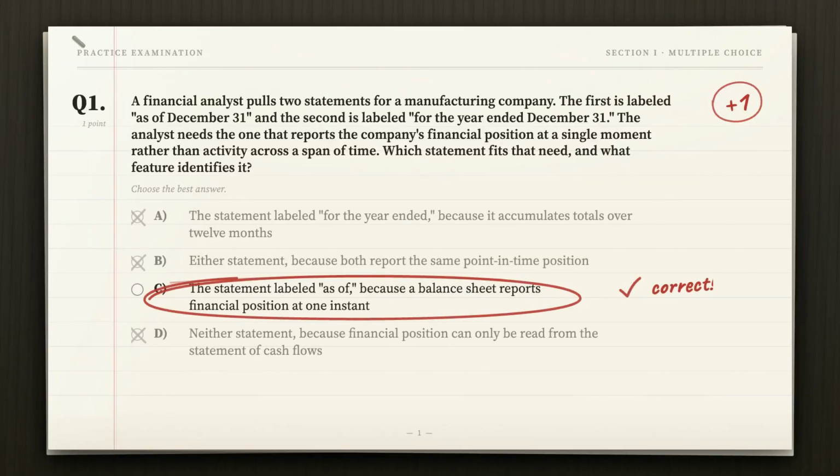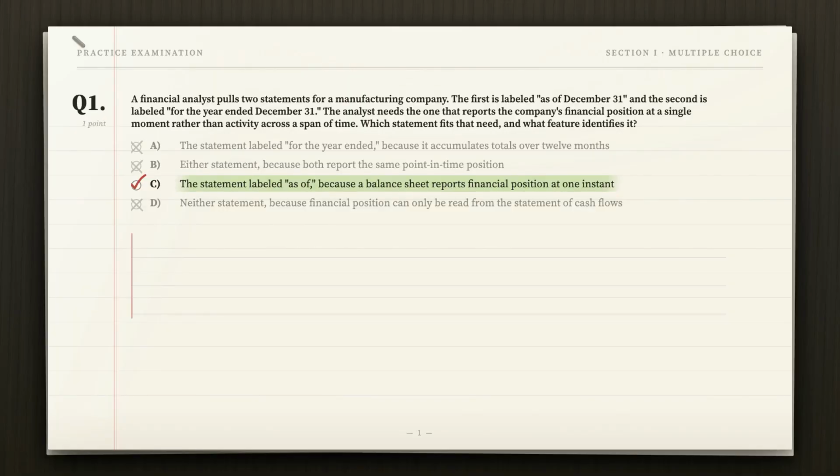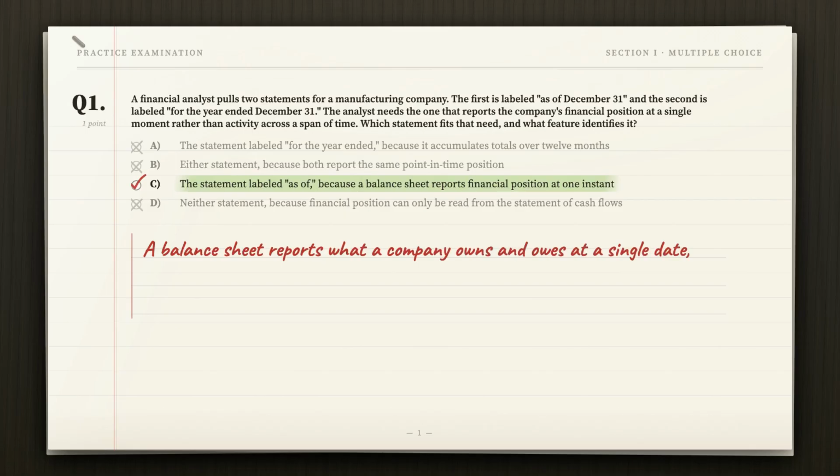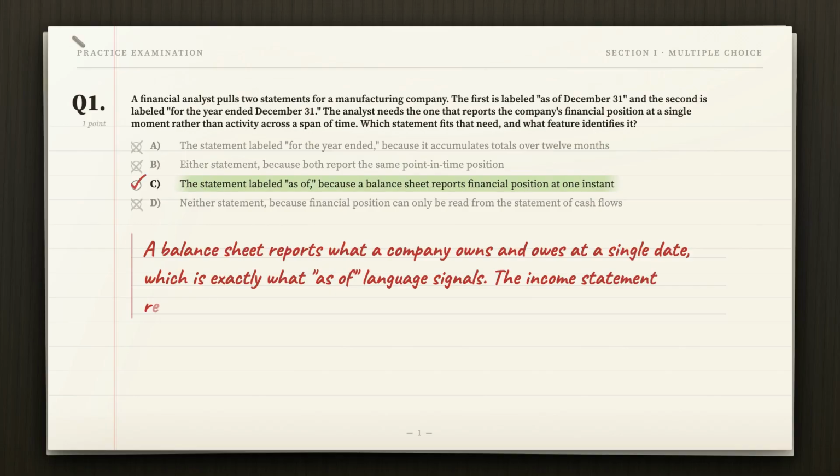The correct answer is C. The statement labeled as of because a balance sheet reports financial position at one instant. C is correct because a balance sheet reports what a company owns and owes at a single date, which is exactly what as of language signals. The income statement reports a flow of revenue and expense across a period, marked instead by for the year ended.